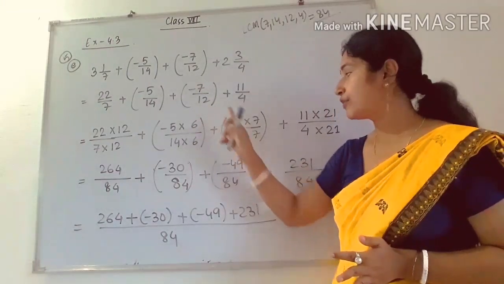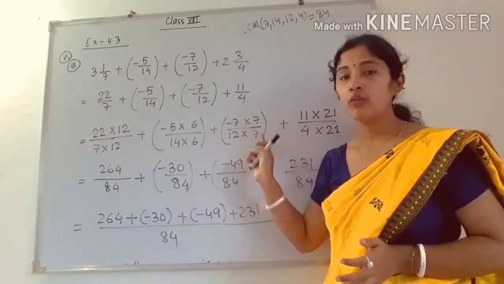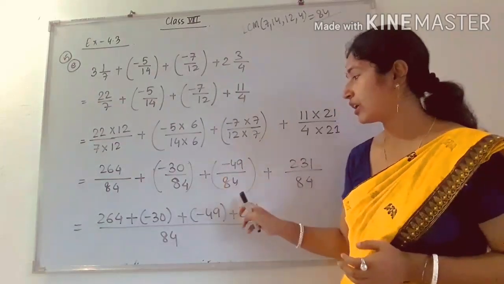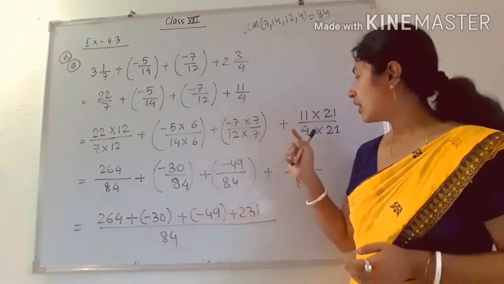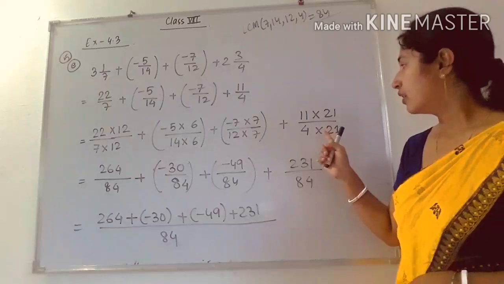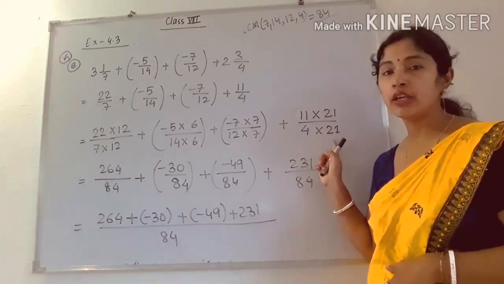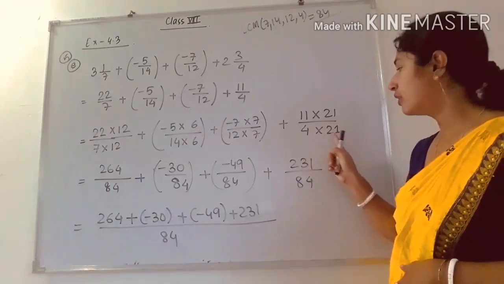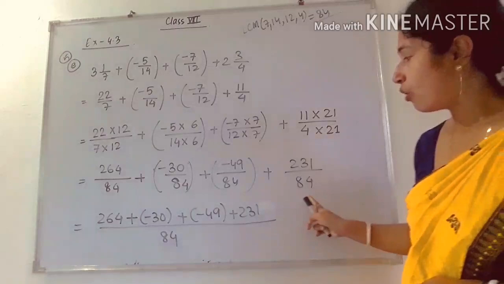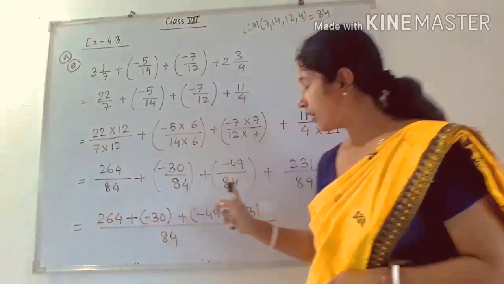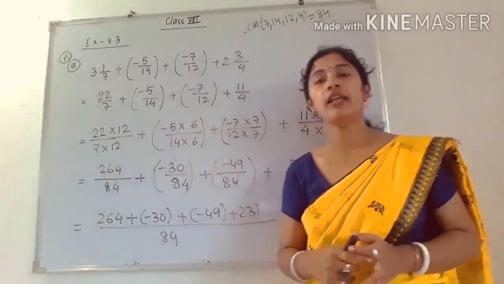So 12 sevens are 84. So I am multiplying 7 in the numerator and denominator, so the final answer is like this, minus 49 by 84. Similarly, in the last rational number, I have to multiply with 21 in the numerator and denominator, so that the denominator will become 84. So now see, all the denominators are the same. Now you can easily simplify.